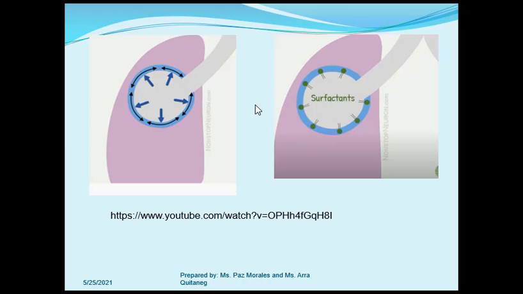Why is it important that we lessen the surface tension? Lessening the surface tension allows the alveoli to be flexible. They can expand and contract easily if the surface tension is decreased, unlike when the surface tension is very high, when it will be very difficult to expand the alveoli. Let us discuss further why surfactants are very important, or why surface tension should be lessened.